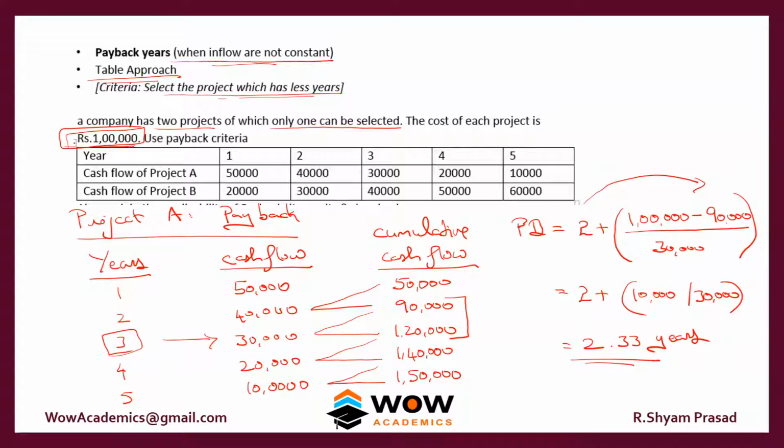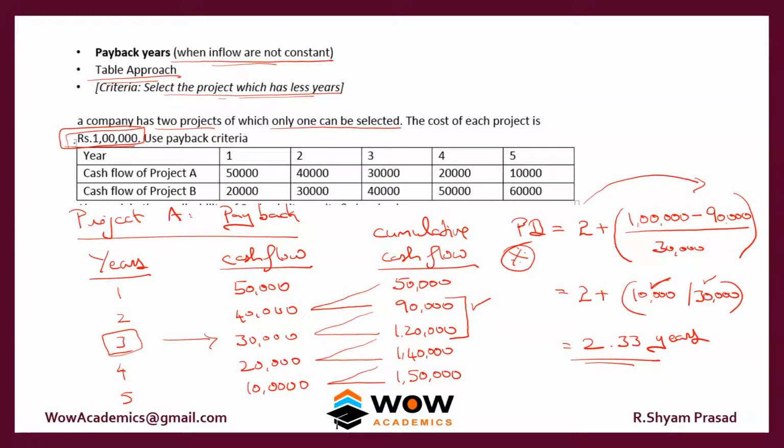Our job is very simple. Ensure that you understand this formula. There is no explicit formula to be written for this, and no book has specified that. Your job is to just understand the logic and get the answer. If you want a better understanding, we can put it like this. In these 2 years, we have recovered 90. How much balance do we have to recover? Just 10, that is this 10,000. In the third year, we are going to get 30,000. It means that within 0.33 of the third year, we will recover the amount.